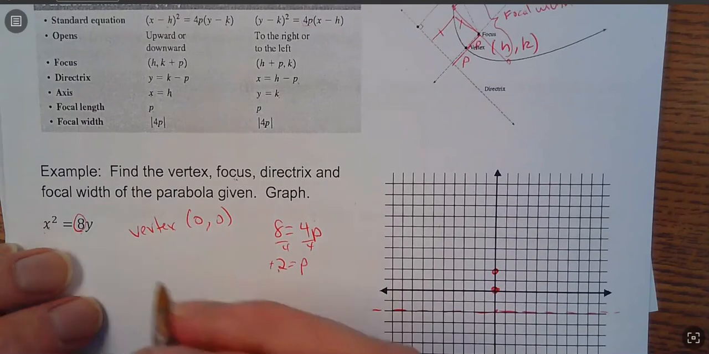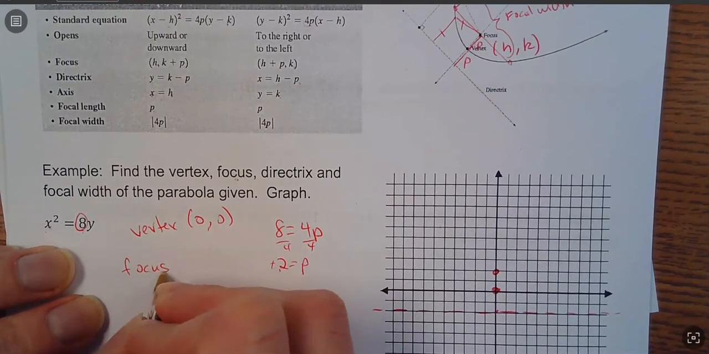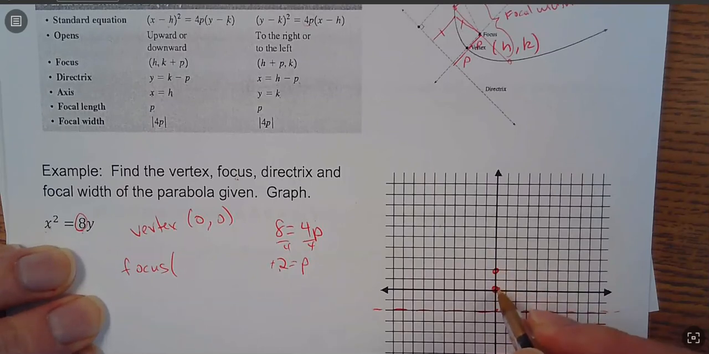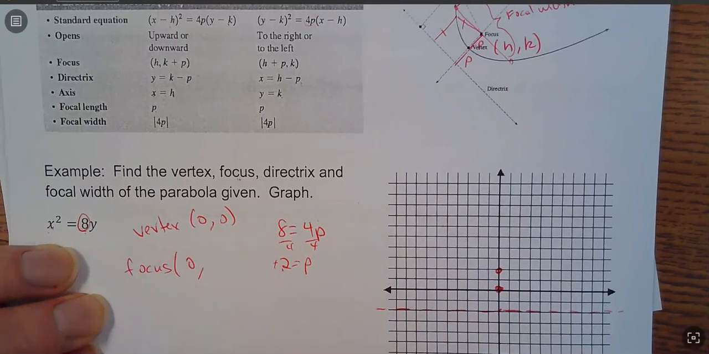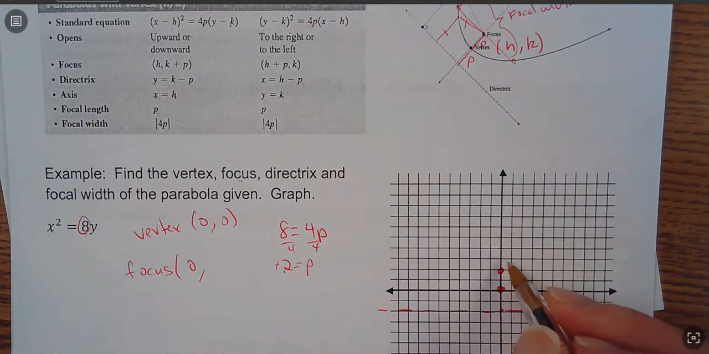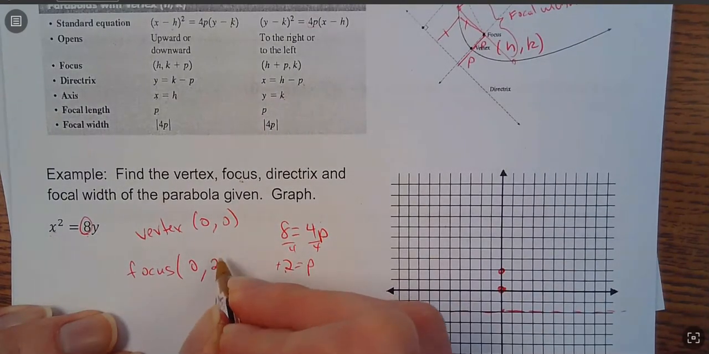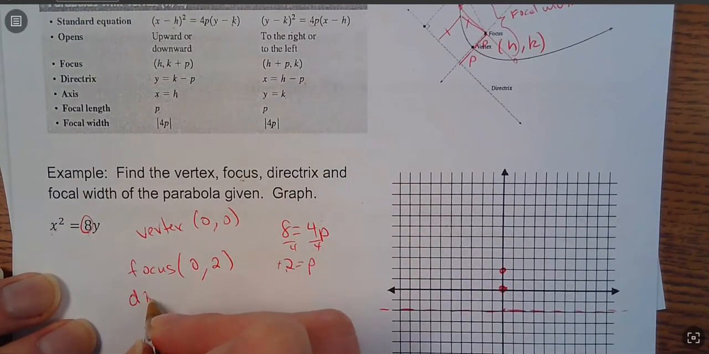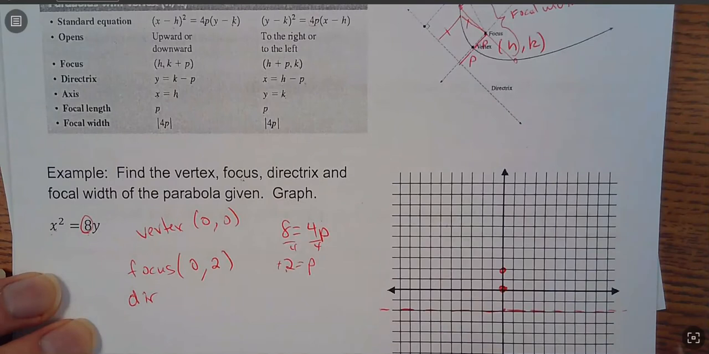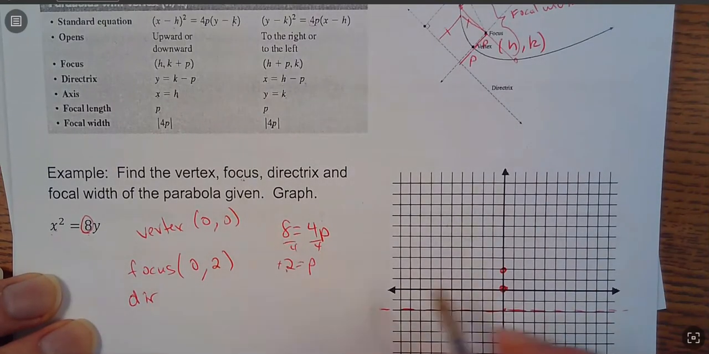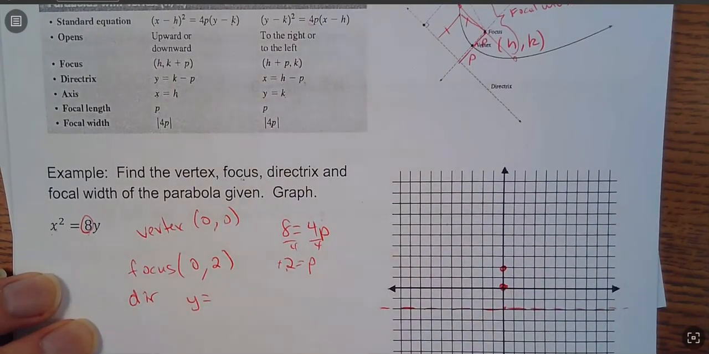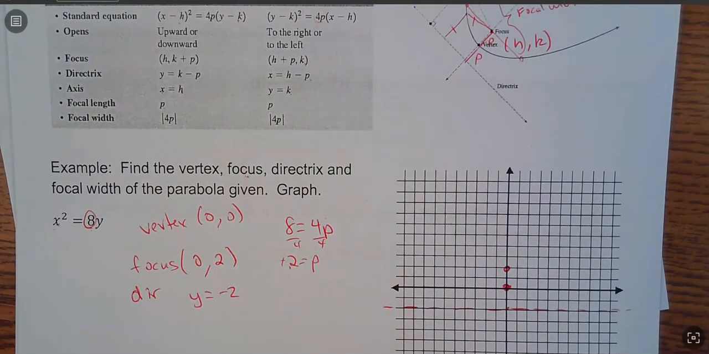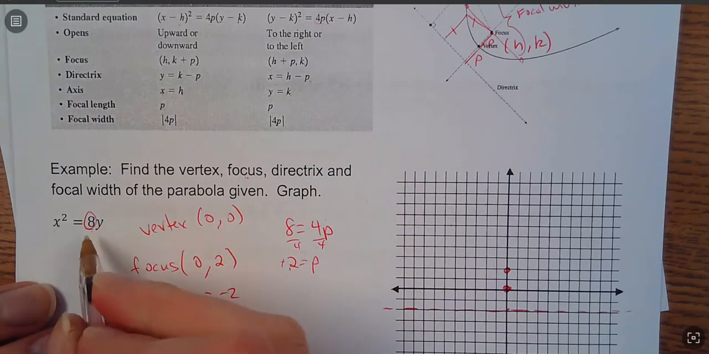So if I want to find the focus, since it lines up vertically, because this is a vertical parabola, it's going to have the exact same x coordinate. So it's going to be 0. And then I went up 2 units because P is 2, so that's going to be a 2. Okay. The directrix was my next thing to find. The directrix is not a point, it's a line. In this case, it's a horizontal line, so it's y equals -2 because it's down 2 units. Now the focal width is basically, what's this number?